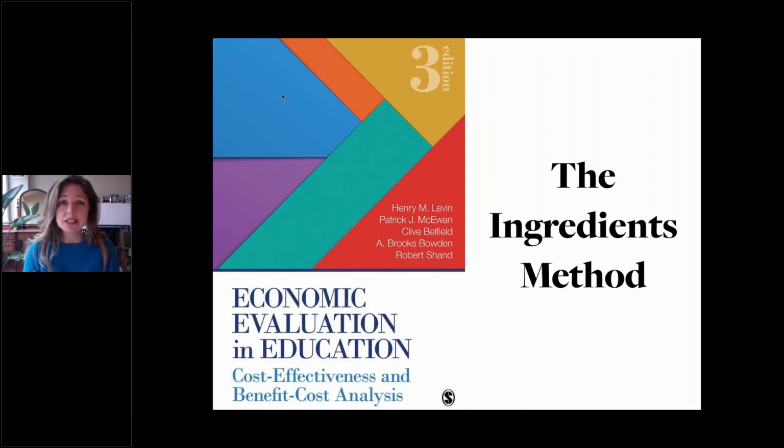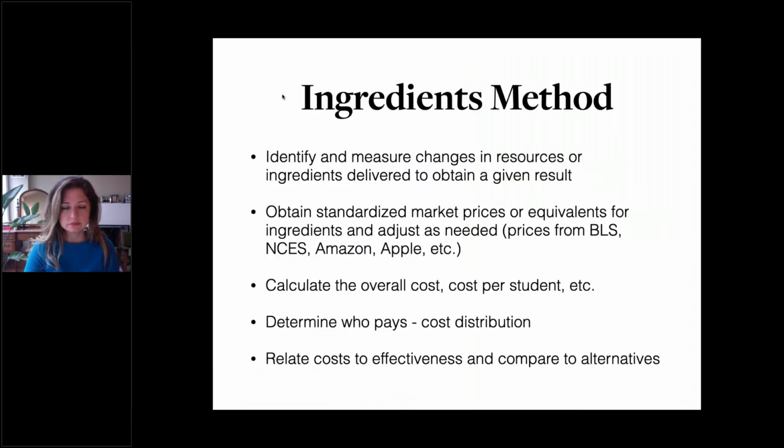What we do have time for today is thinking about the resources, thinking about what you already know in your proposal development and how you can integrate costs into that process. So super quickly, with the ingredients method, you identify and measure changes in resources. You want to make sure that you capture the resources that are directly involved in a program. You want to capture resources maybe that have to be purchased for the program, but you also want to capture resources that are more invisible or that are donated, coming from volunteers.